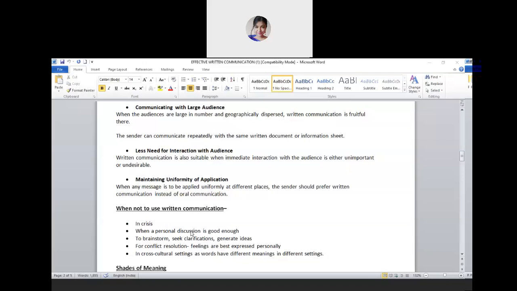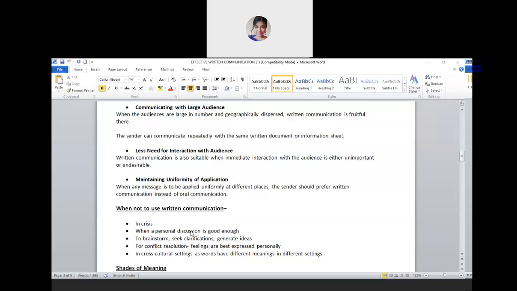So in case you have any doubt, you can clear it, you can ask the other person. But in case of written communication, it takes a little bit of time to read, to understand everything, and to clear the doubts. So, in the time of crisis, you cannot use written communication to share any information, any message. So, you have to choose oral communication.